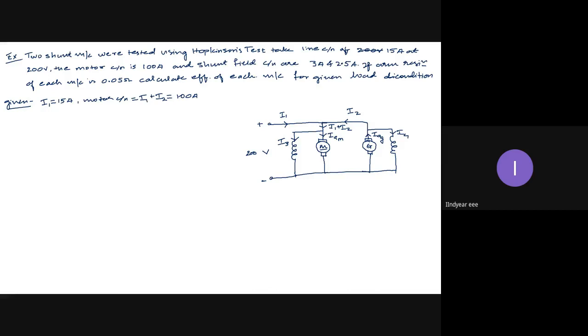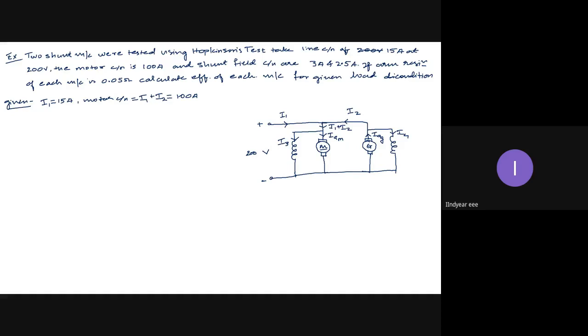Then the shunt field currents are, see, it is not mentioned clearly which field current is for which machine. It is not mentioned in the statement whether 3 amperes is for the motor or generator, and 2.5 amperes is for the generator or motor. So here we should understand the concept of the Hopkinson test to assign the currents. We know that one machine is weakly excited and one machine is strongly excited. One machine's field is weakened, which is operating as motor. The other machine's field is strengthened, which is operating as generator.